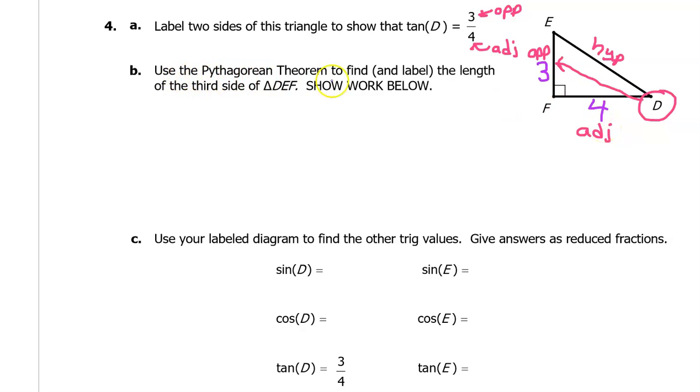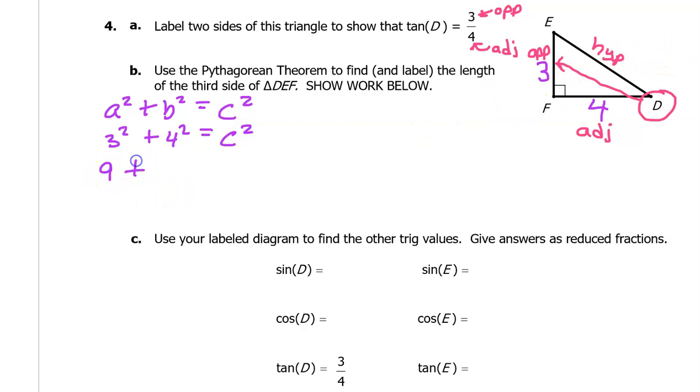Now, use the Pythagorean theorem to find and label the length of the third side of triangle DEF. So we're going to use the Pythagorean theorem to find the hypotenuse. And remember how the Pythagorean theorem is a squared plus b squared equals c squared, where the c is always the hypotenuse. So that means we can do 3 squared plus 4 squared is equal to c squared. All right, that's going to be my hypotenuse.